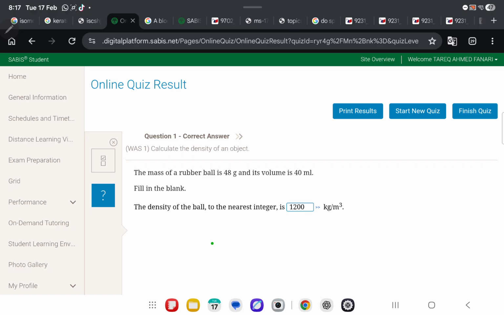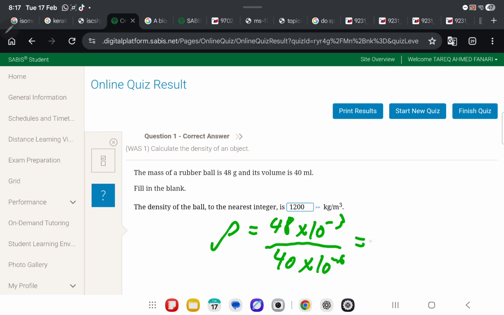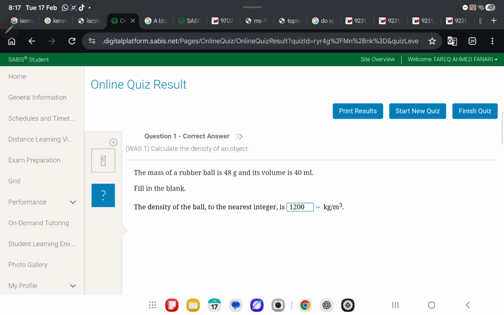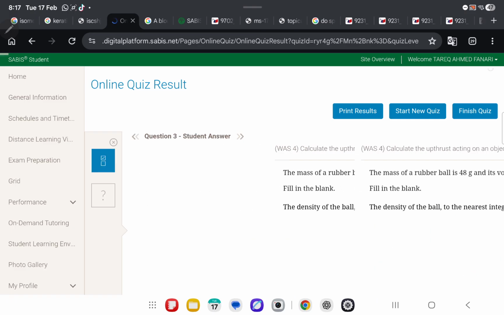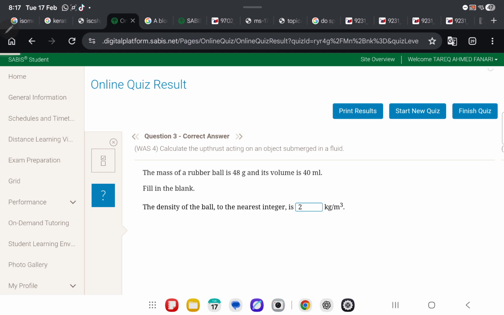Now density is mass, 48 times 10 to the power of minus 3, over 40 times 10 to the power of minus 6. How much do you get? You get 1200 kilogram per meter cubed. That's the answer. Now I move on to question 3, because I did question 2.